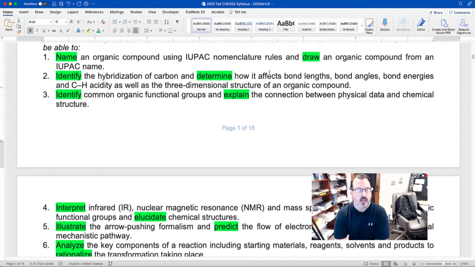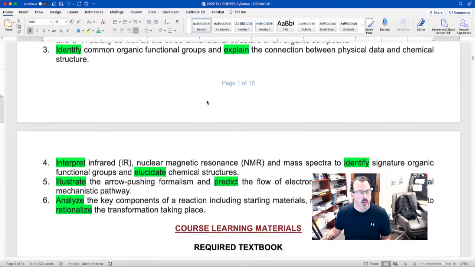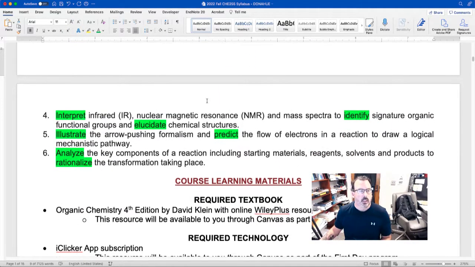Number 3, identify common organic functional groups and explain the connection between physical data and chemical structure. Number 4, interpret infrared, nuclear magnetic resonance, and mass spectra to identify signature organic functional groups and elucidate chemical structures. Number 5, illustrate the arrow-pushing formalism and predict the flow of electrons in a reaction to draw a logical mechanistic pathway.